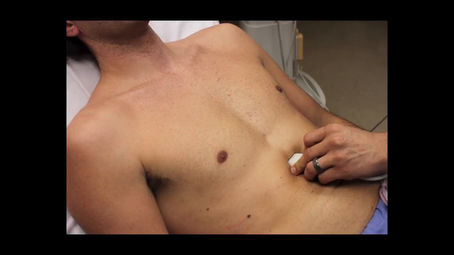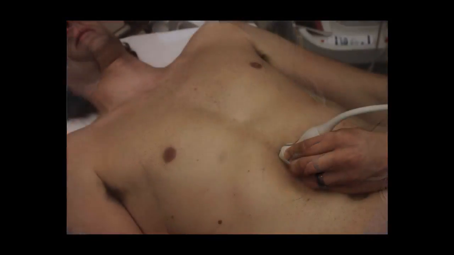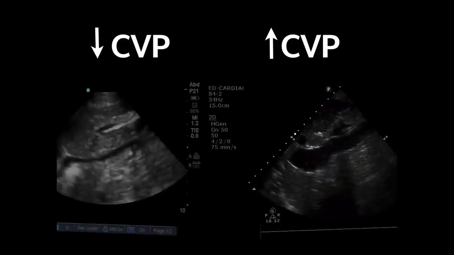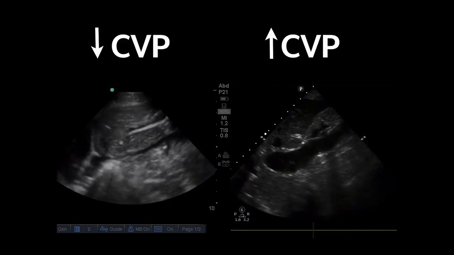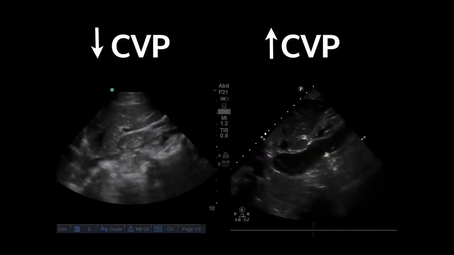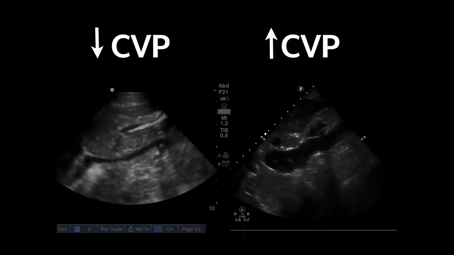As far as where to put the probe on the patient, you already had it in the right area. You just got to orient your probe marker differently. So go ahead and rotate it clockwise so that the probe marker is facing up, and this is the image that you'll see. On the left side of the screen, you have a patient with a very small IVC. It's a little sliver of an IVC. It's completely collapsing. This patient has a low CVP.